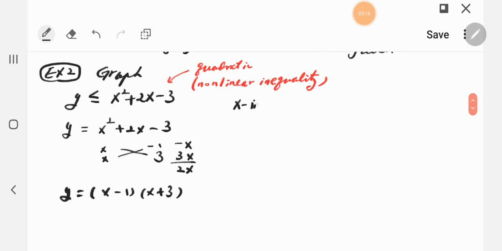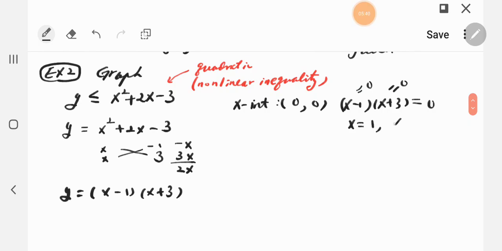So the x-intercept is, let me write it here, set the y value equal to 0. So what we have is (x minus 1)(x plus 3) equals 0. We will set each factor equal to 0. So from the first binomial, x equals 1. And from the second binomial, x equals negative 3. So we found the x-intercepts. That is, when x equals 1, y equals 0, and x equals negative 3 when y equals 0. Okay, and then let's plot this one.